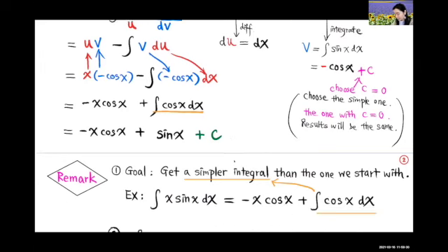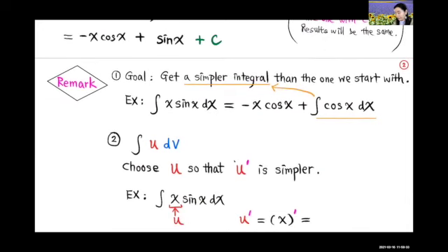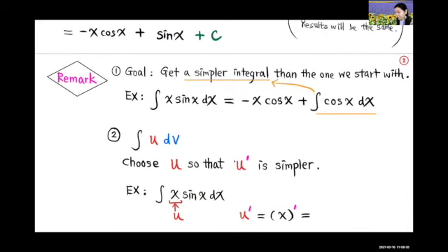Now I have a couple of remarks to make. I'm going to give you some secret tips on how to choose u. The first remark: the goal of integration by parts is to try to get a simpler integral than the one that you start with. In the example we did, this integral is simpler than the one that you start with. So you're going down the right path.